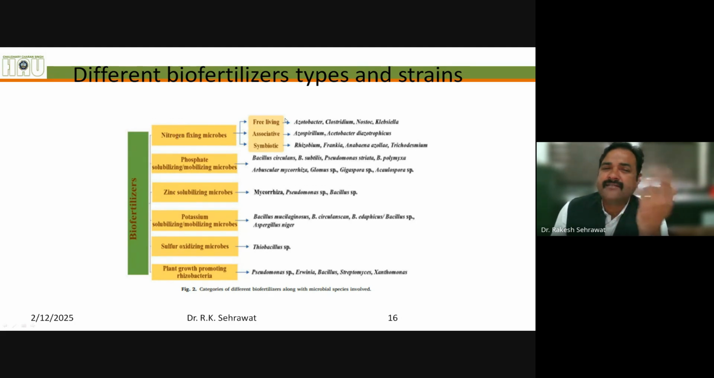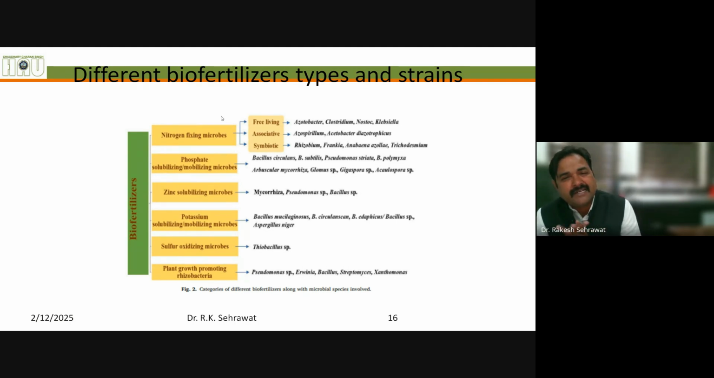There are three categories of nitrogen fixing bacteria: free living, associative, and symbiotic. Free living includes Azotobacter, Clostridium, Nostoc, Klebsiella. And associative, Azospirillum, Acetobacter diazotrophicus. Then symbiotic includes Rhizobium, Frankia, Anabaena, Azolla, and then Trichodesmium.